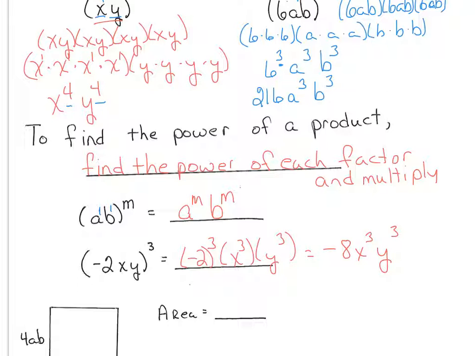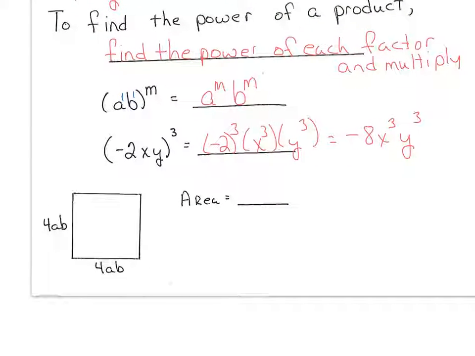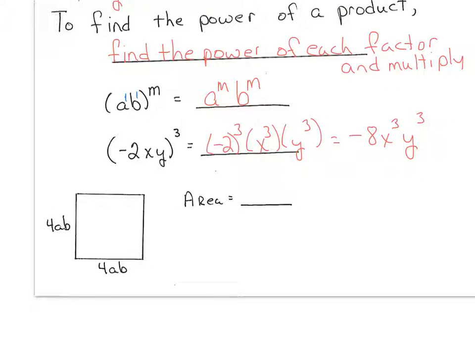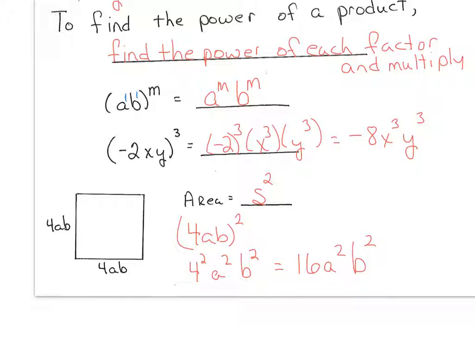Now I have a square, and if we want to think about the area of a square, all the sides are the same, so the area of a square is side squared. If one side is 4AB, and I square that, I'm going to have 4 squared times A squared times B squared, or 16A squared, B squared. So we find the power of each factor, and then we multiply.